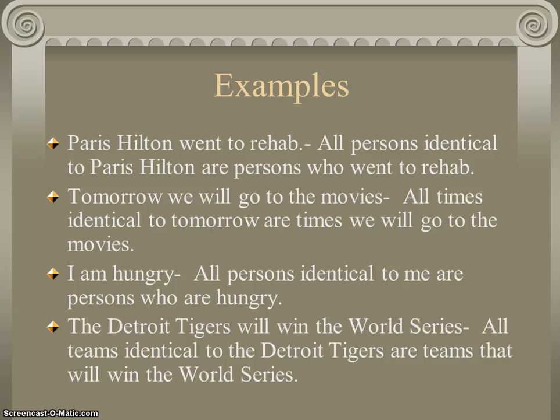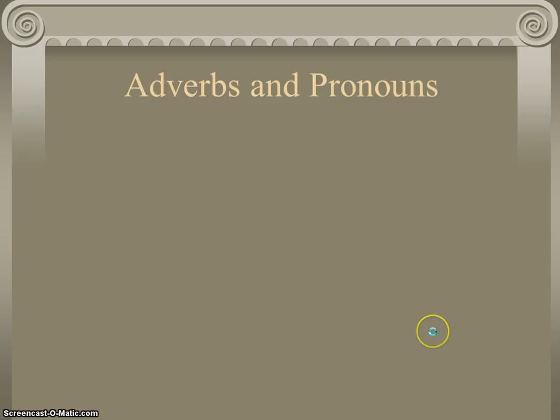Then we have adverbs. "The Detroit Tigers will win the World Series." All teams identical to the Detroit Tigers are teams that will win the World Series. It may not make sense to us, but we have to put it into a form that has all A are B, and that's what this statement has. So here we have "all." Teams identical to the Detroit Tigers is our subject. "Are" is our copula. And then teams that will win the World Series is our predicate. So we've turned this statement into a categorical statement.